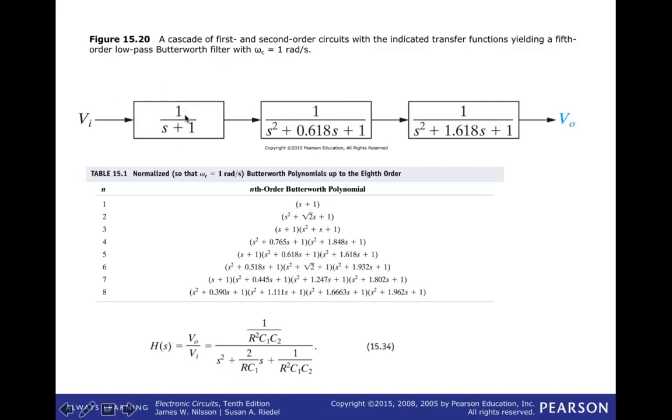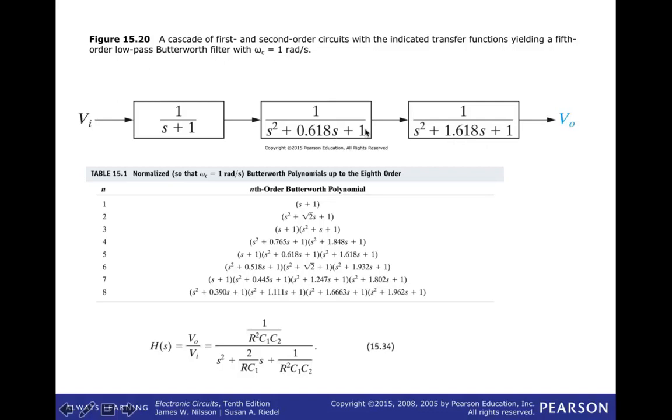And it's active. So it's got to be active. You cannot do a passive filter and then 2 active filters to do Butterworth. That's just not going to work. So this is a simple low-pass first-order RC filter. This is a Butterworth filter with this middle term designed to be 0.618. And this is a Butterworth filter with this middle term designed to be 1.618.